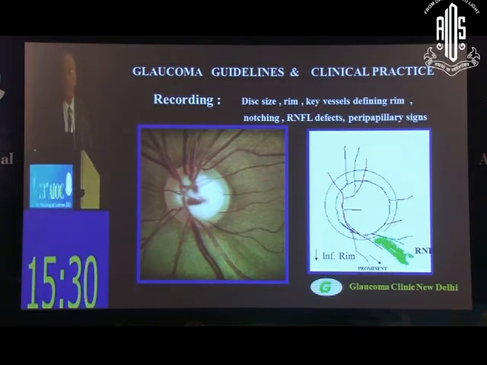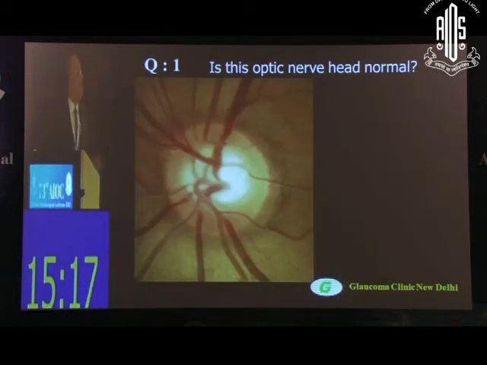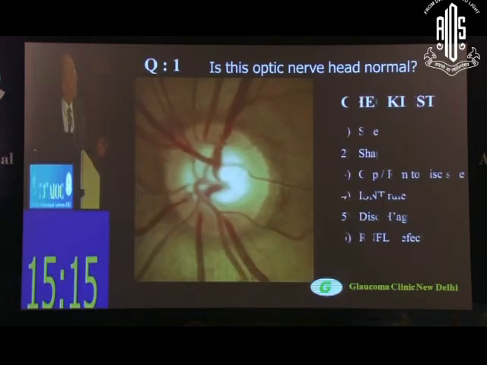It works out quite well. Remember to look at the size of the disc, the shape, correlate the size with the cup and the rim size, look for the ISNT rule, look for nerve fiber layer changes, and the disc hemorrhages. So run through the checklist.